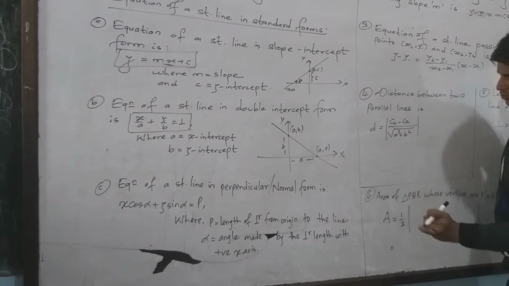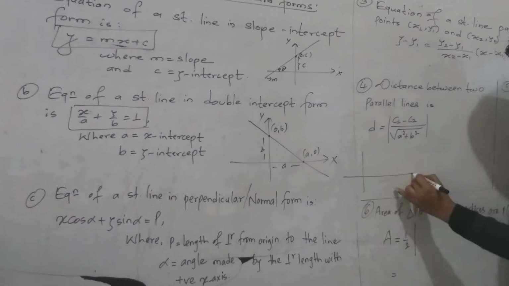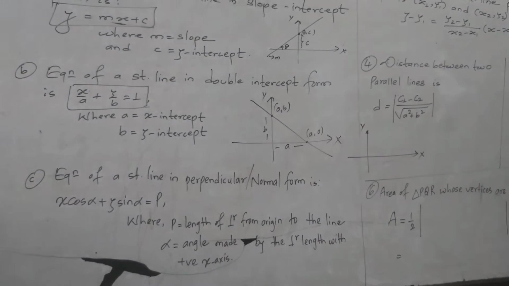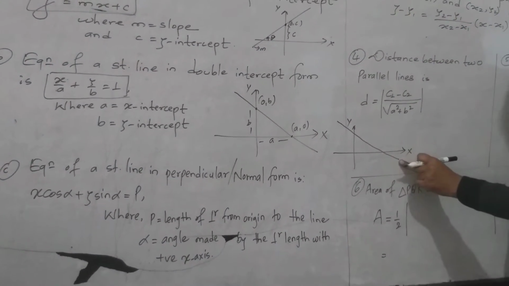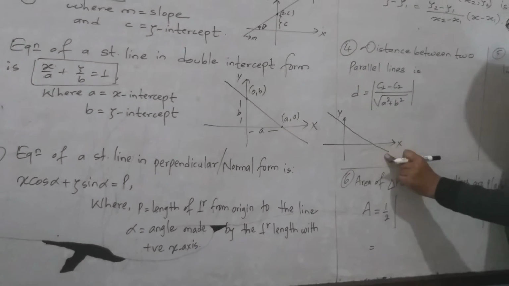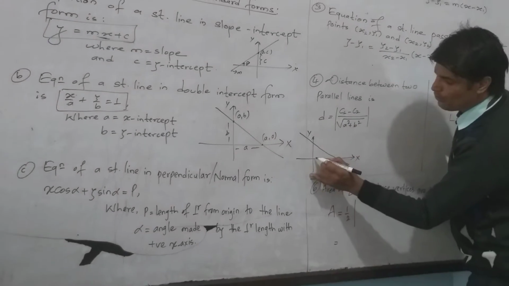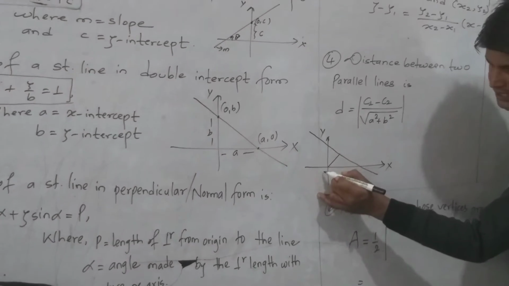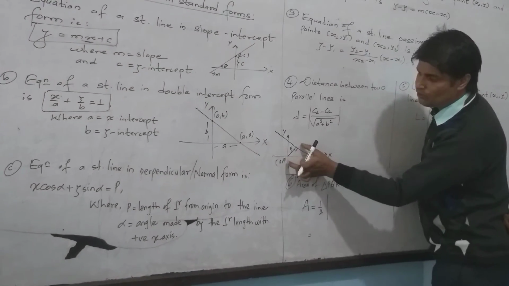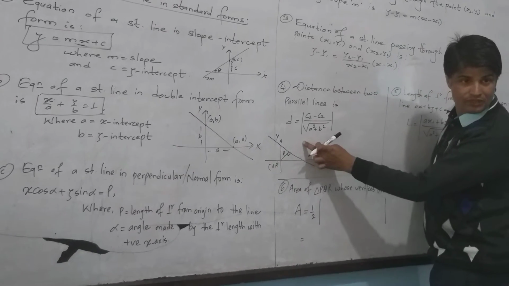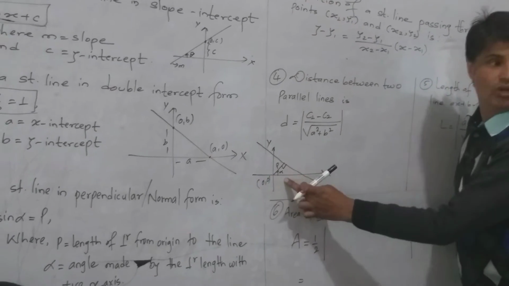So before that, let me draw a figure in the graph and make you understand, right? Let me draw the graph here. It's the x-axis and it's the y-axis. Okay. So the straight line is this one. The equation of this straight line is x cos alpha plus y sin alpha equals p. So p will be the perpendicular length from the origin, this is the origin (0, 0), to this line. Okay, and alpha is the angle made by this p with the positive x-axis.